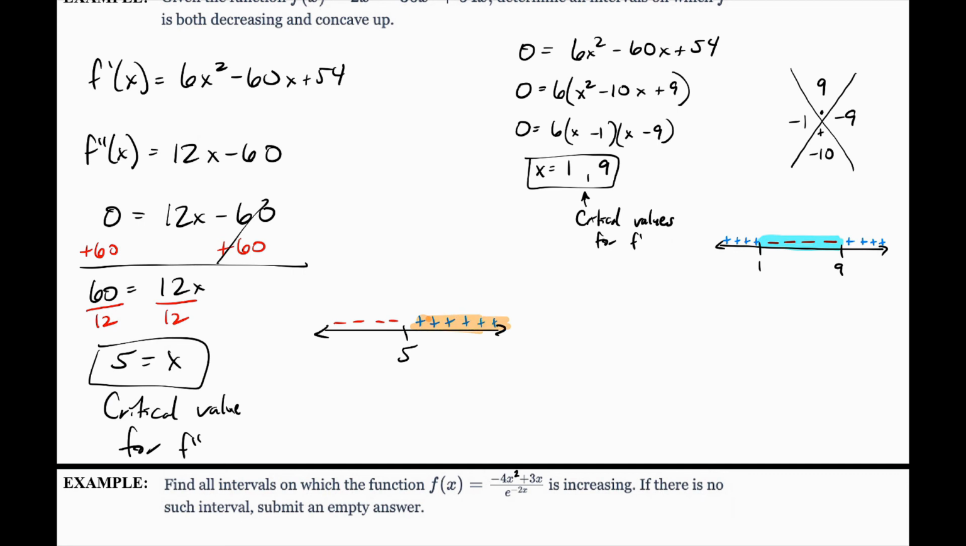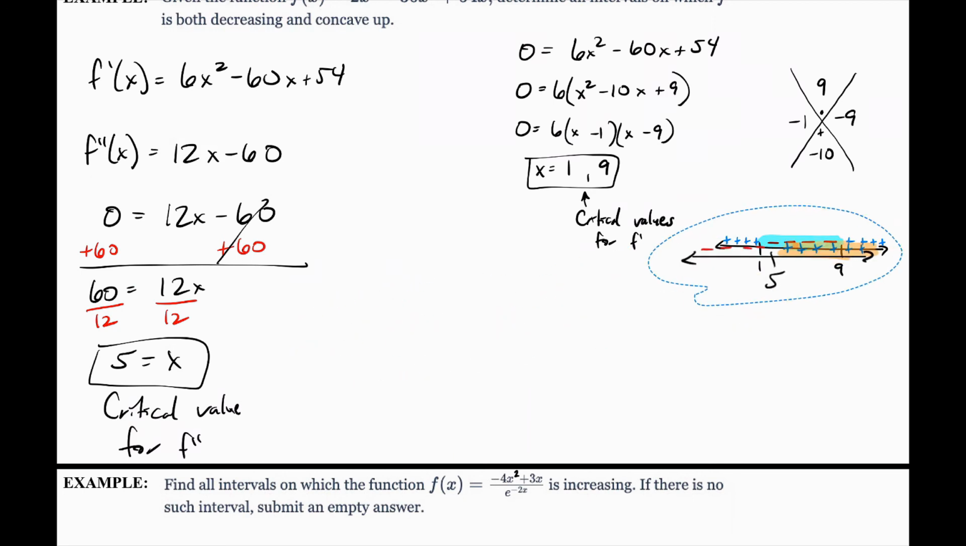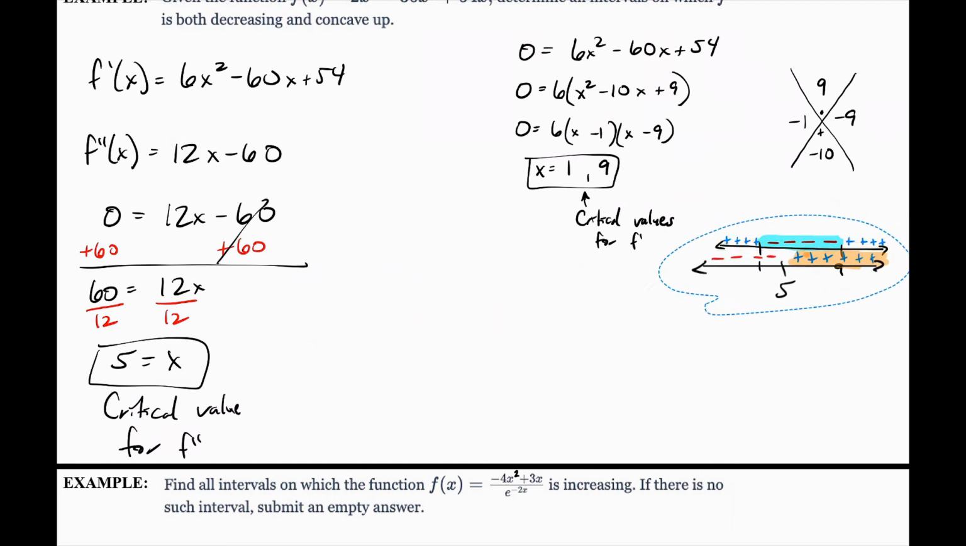Now my question is, where do those overlap? If I were to put this guy on top of this guy, or if I were to put one number line on top of the other number line, where would they both be shaded? I'm looking for where they both have shade, not just one. There you go, 5 to 9. All right, right there. They both have shade at 5 to 9.